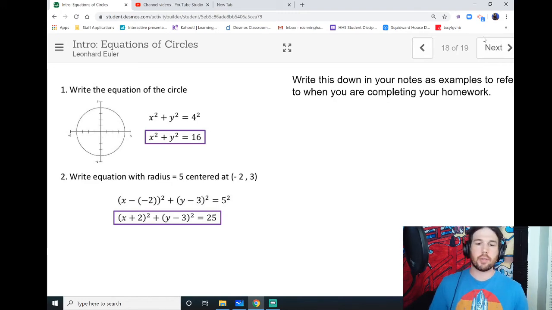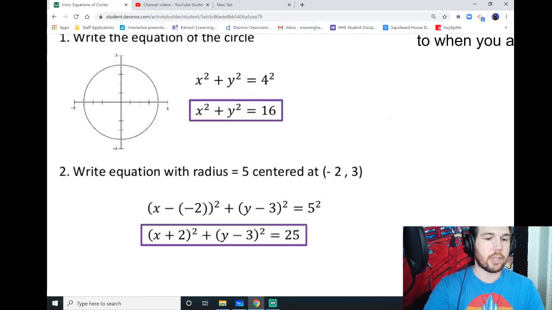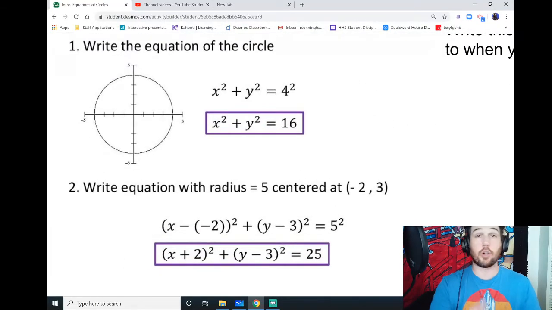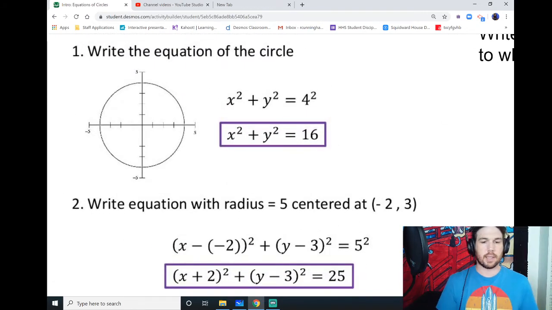Write this down in your notes as an example to refer to. So example 1. Write the equation of the circle, and then it gives a graph of the circle. Now, I actually would do this a little bit differently. My first step, because the origin is 0, 0, in this first line here, instead of going straight to x squared plus y squared, I would actually write x minus 0 squared plus y minus 0 squared.